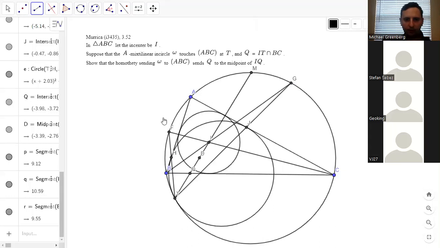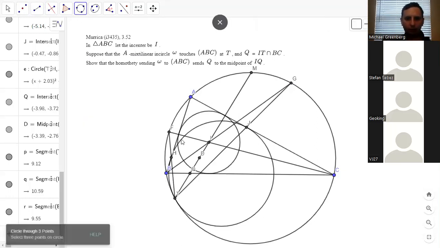So it sends H to F, J to G. We want to show it sends Q. So let's draw the circumcircle of HQJ.